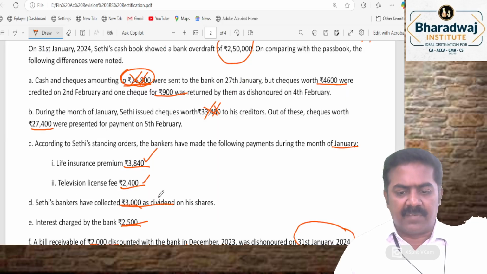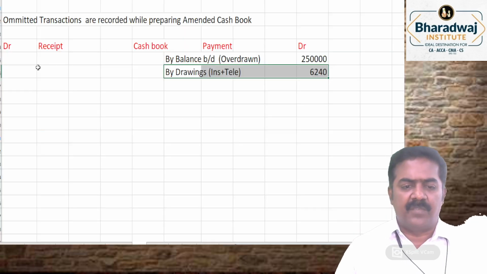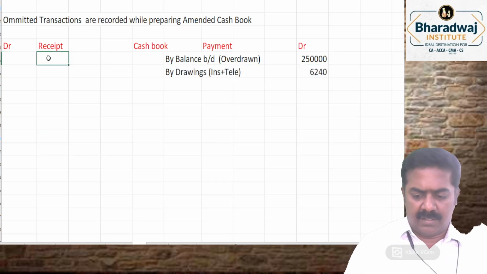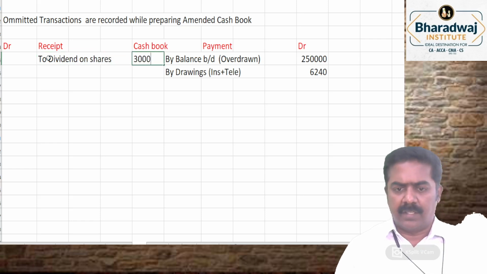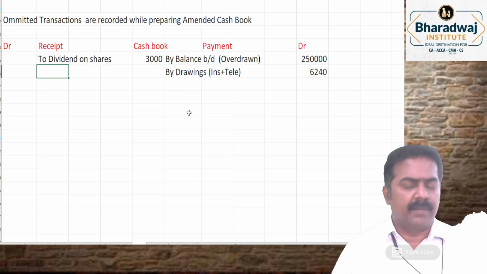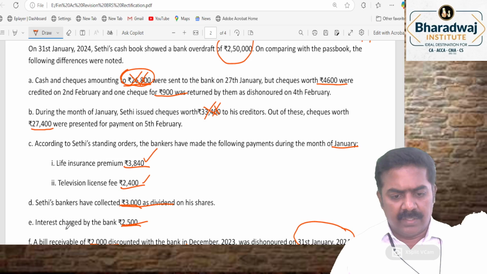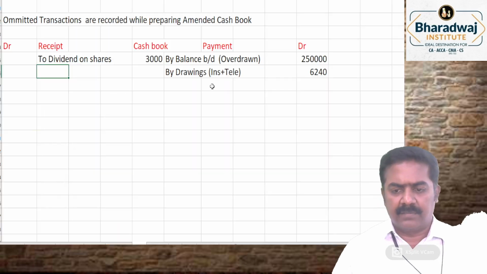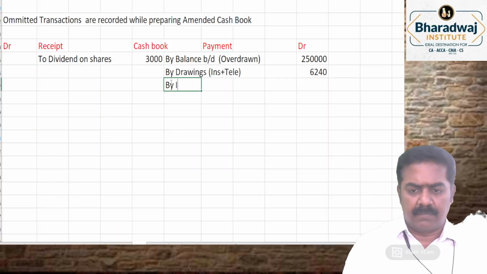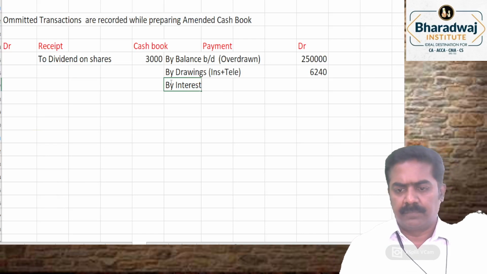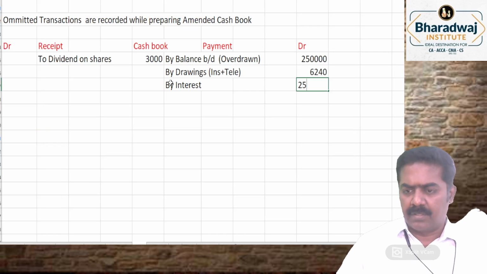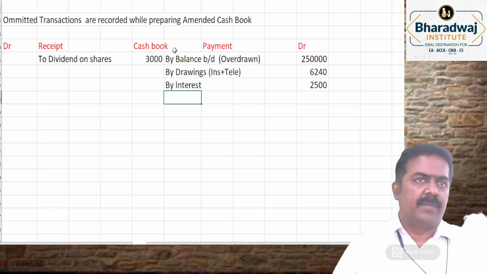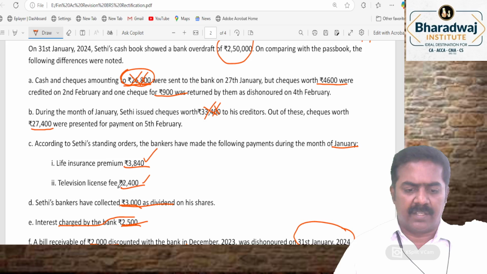Said bankers have collected dividend on shares. What is the entry for collection? To dividend on shares. Receipt, yeah. How much is collected? 3,000. Then interest charged by the bank. By interest. By interest charged by the bank, how much? 2,500. By interest charged by the bank, 2,500.